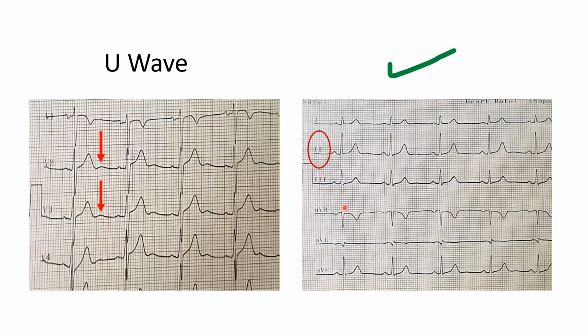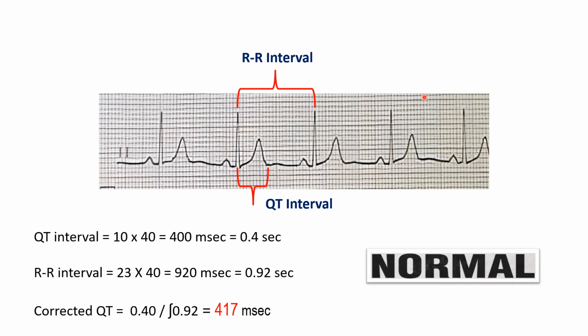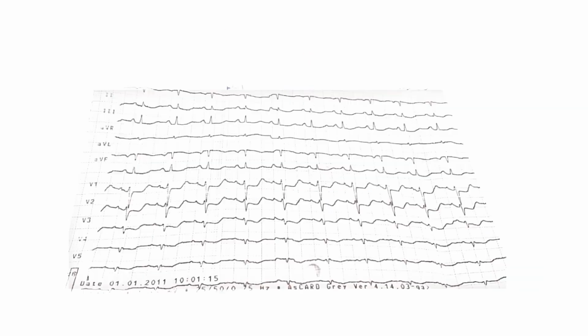Now look at lead 2. We can clearly see the end of the T wave. So this lead should be taken for measuring the QTc. Now let's calculate the QTc interval. First of all, we need to calculate the QT, and QT in this case was 0.4 second. The RR interval was 0.92 second. The corrected QTc as per Bazett's formula is 417 millisecond, and this means that it is a normal QTc.